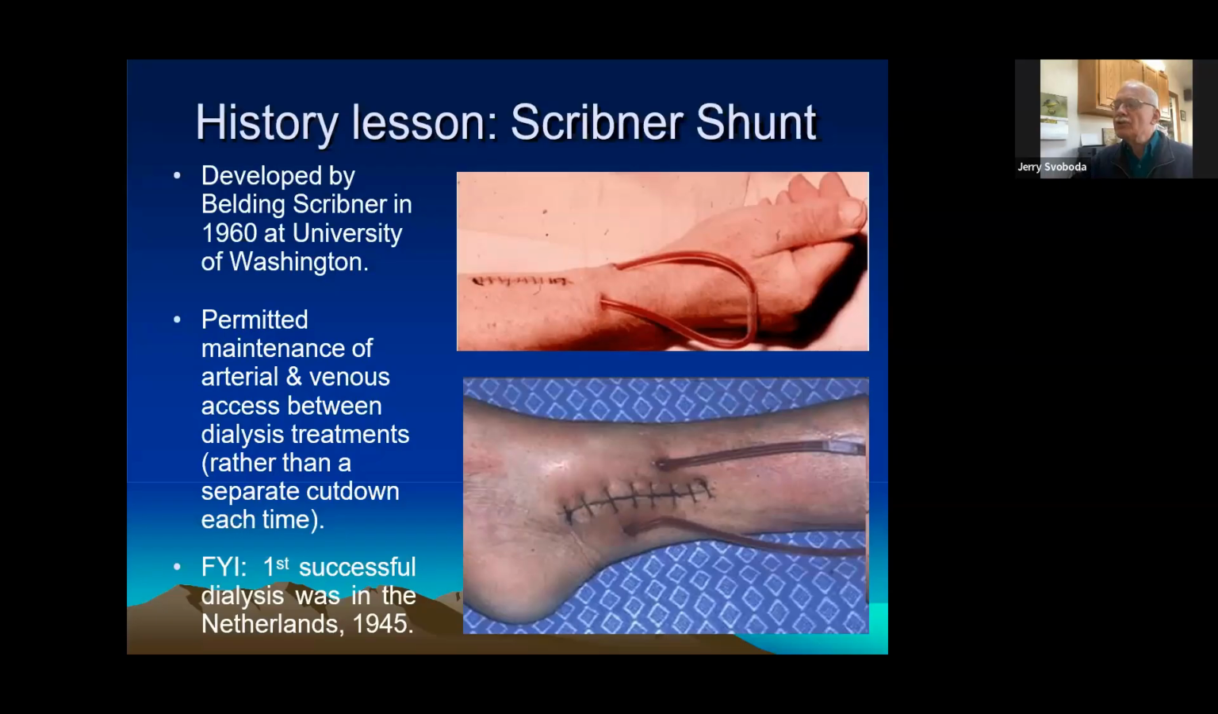On the top picture, you see the incision, which was used to access the radial artery and the cephalic vein. Well, to convert this to an AV fistula, the incision was reopened, the cannulas were removed, and the artery and the vein were connected together. We'll talk a little bit more about this later. The first dialysis, by the way, was done in the Netherlands in 1945.